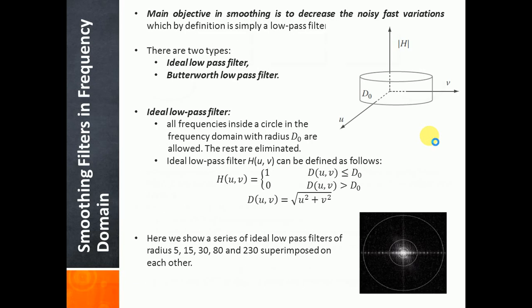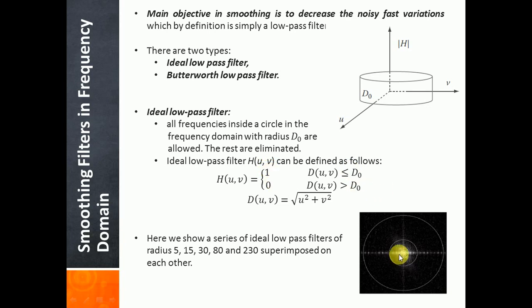This is how a typical ideal low pass filter looks. You have u and v components, and the low pass filter allows everything whose frequency components are present within this cylinder with radius D naught. Now D naught is obviously the radius, and it's represented here. So any signal whose D(u,v) is less than the cutoff frequency is allowed, but beyond that it's not allowed.